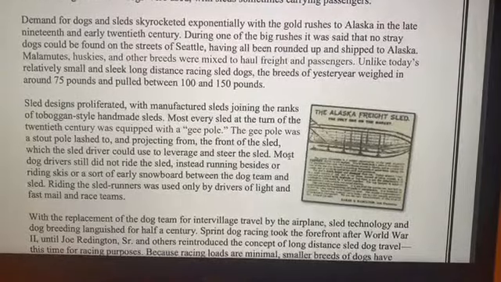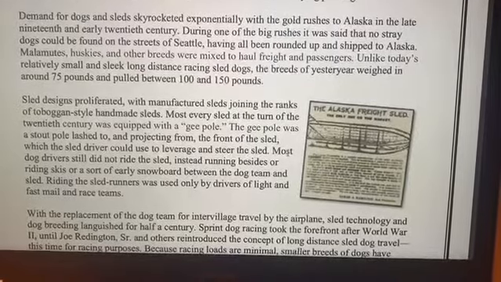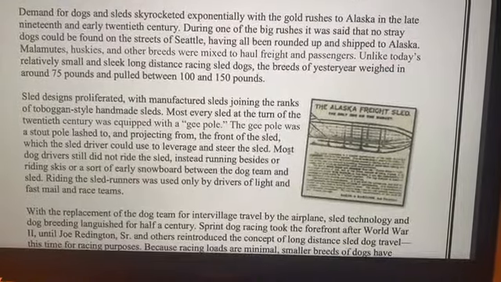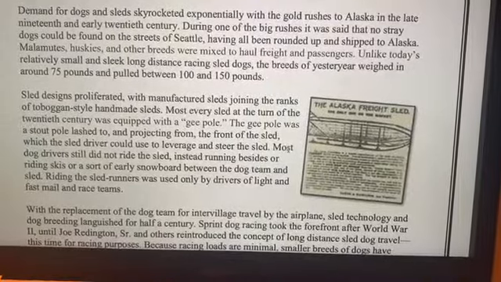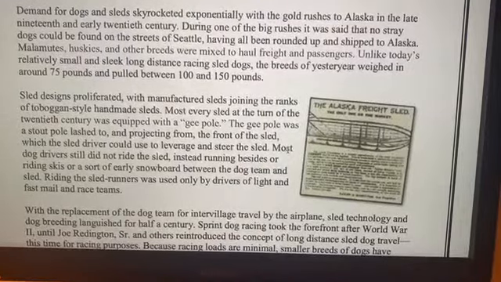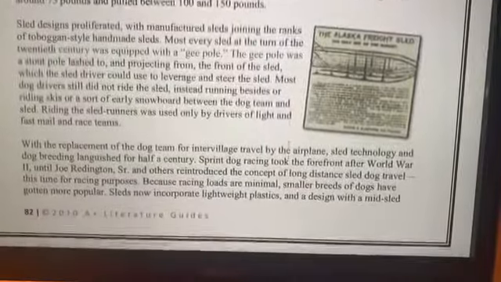Having all been rounded up and shipped to Alaska, Malamutes, Huskies, and other breeds were mixed to haul freight and passengers. Unlike today's relatively small and sleek long-distance racing sled dogs, the breeds of yesteryear weighed in around 75 pounds and pulled between 100 and 150 pounds.